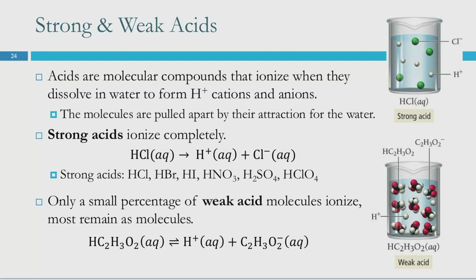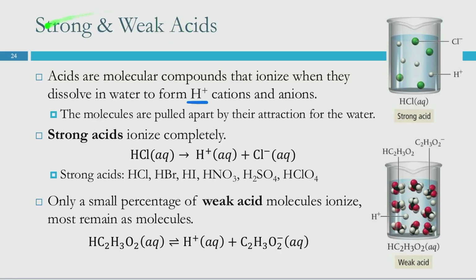Cool. We also have acids. So one of the slides just a little bit ago said that most molecular compounds don't conduct electricity. Strong and weak acids are exceptions for those. So acids, remember, are molecular compounds. They ionize to form H plus cations, and there's also anions that can be produced.